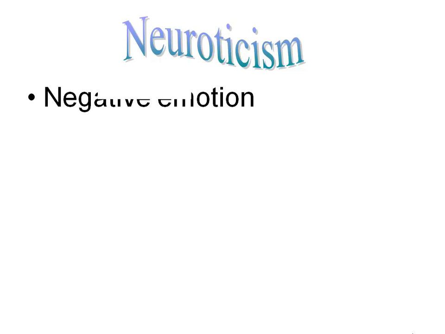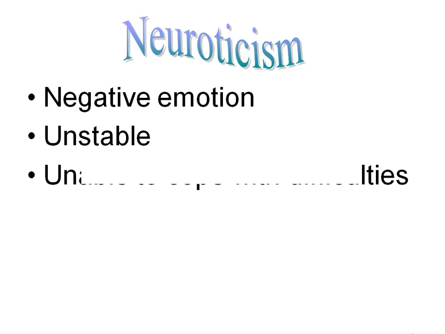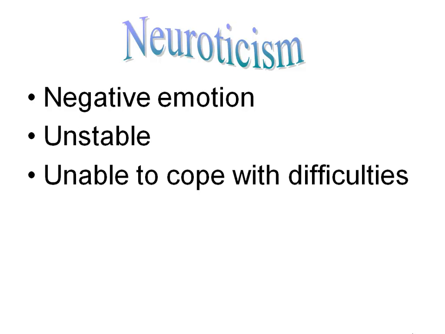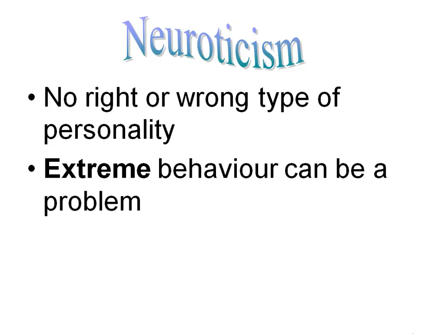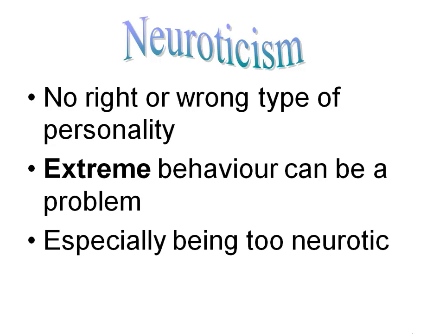Neuroticism is often called negative emotion, and being too neurotic can make a person emotionally unstable. They are unable to cope with the difficulties of everyday life, and as a result, they fall further and further behind their peers. We are going to concentrate on neuroticism in this section because it can have such a big effect on your progress. Remember, there isn't a right or wrong type of personality. We are all different. However, extreme behaviour can be a problem, especially being too neurotic.